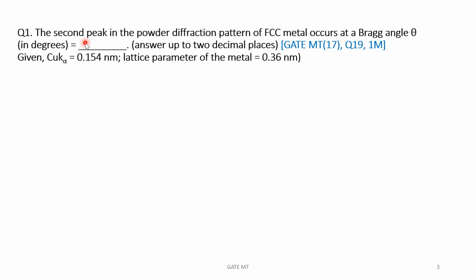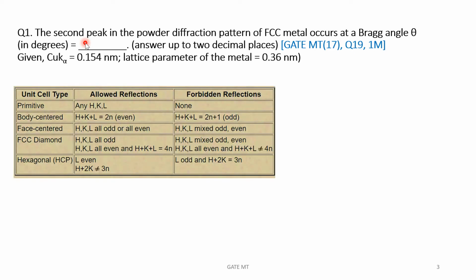In order to find out where the peaks occur in powder diffraction experiments, it is necessary to familiarize ourselves with what is meant by extinction rules. So what are these extinction rules? When you see the extinction rules, you will understand that the peaks in an XRD pattern only occur under certain criteria. They don't occur at every 2 theta value. This is a table of the extinction rules, which helps us understand allowed reflections and forbidden reflections for different unit cell types.